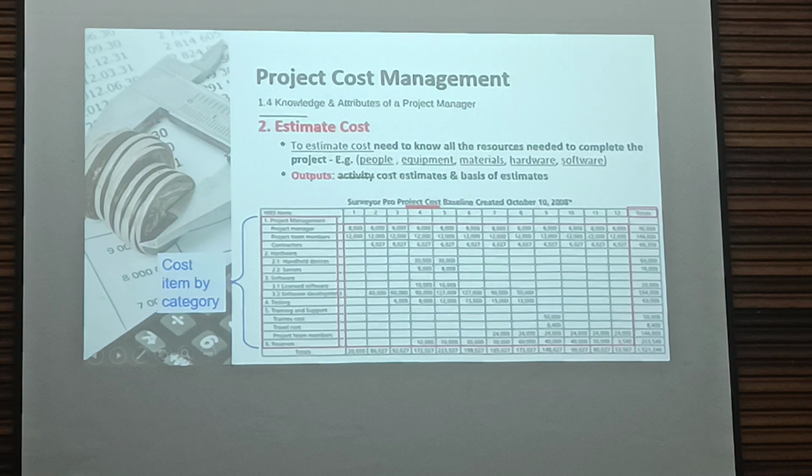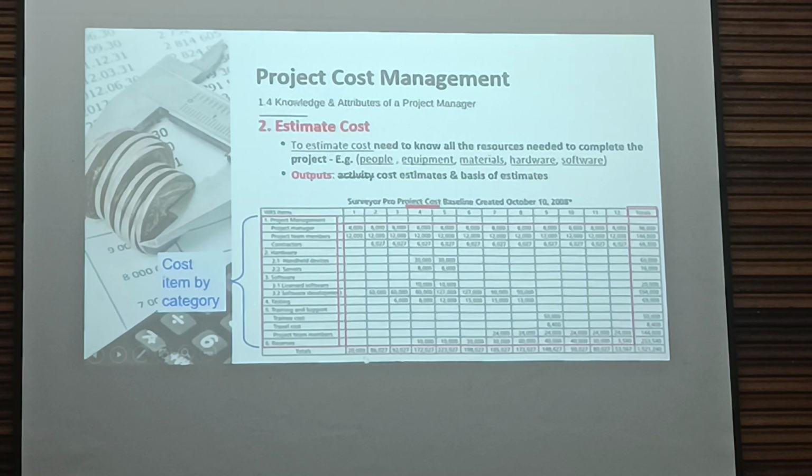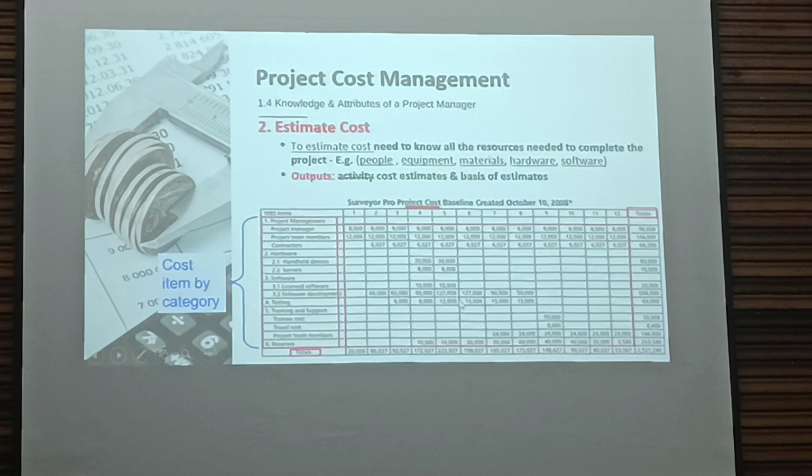So each item, what's the total? The total for each item, the total cost for each month below. Okay, so below is the total for each month.